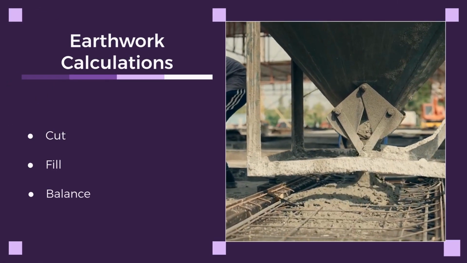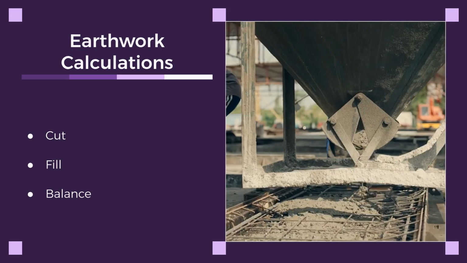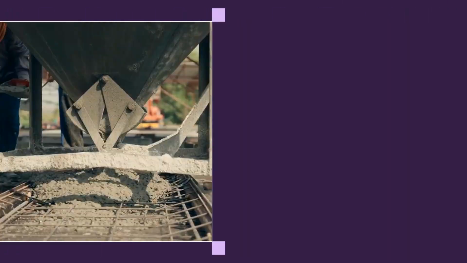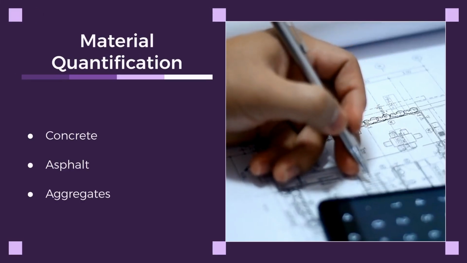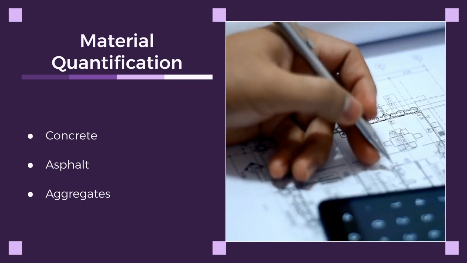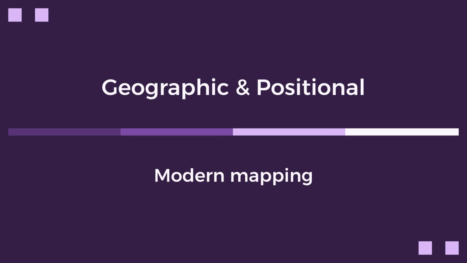Volume calculations determine the amount of earthwork needed, distinguishing between cut, material removed, and fill, material added, ensuring site balance. This also covers determining the precise quantities of construction materials like concrete, asphalt, and aggregates, which is essential for procurement and budget control. Our final key area is geographic and positional measurements, representing the modern standard for site location and mapping.